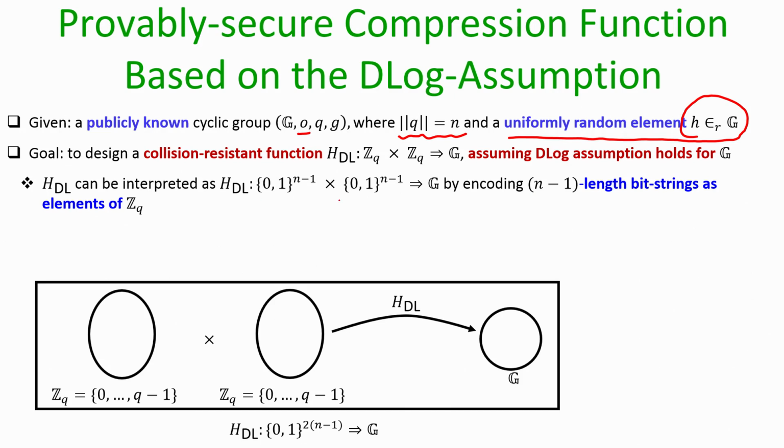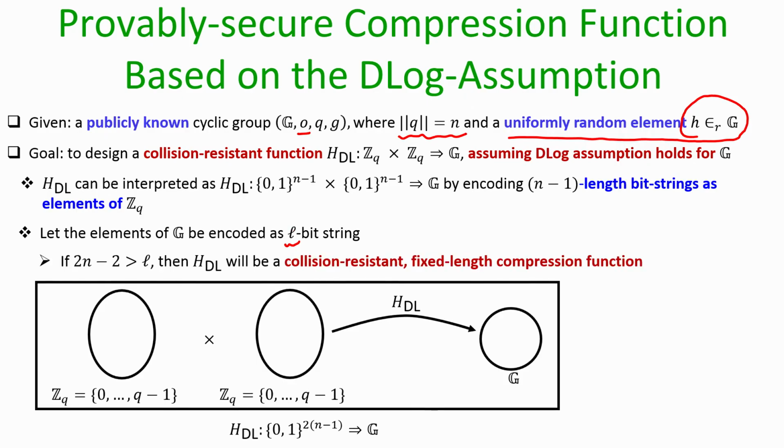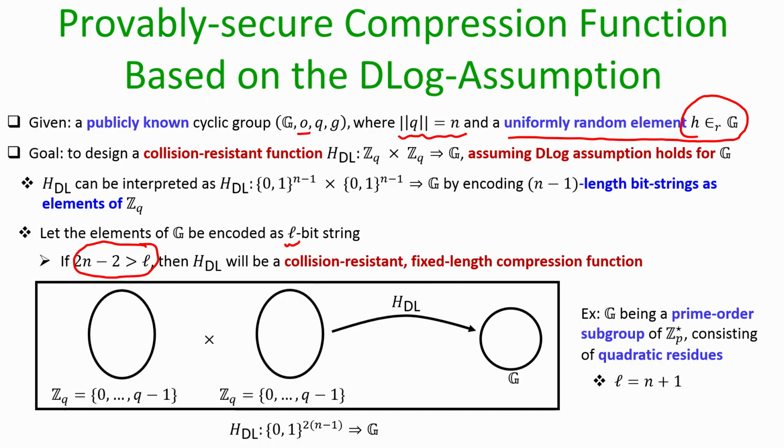So, we can imagine that this function H_DL takes an input of overall size 2 times n minus 1 bits, which can be parsed as 2 chunks of n minus 1 bits each, mapped to 2 respective elements of Z_q. Suppose the elements of the group are encoded as l bit strings. Then if 2n minus 2 is greater than l, we can view this function H_DL as a collision resistant function. And indeed there are several cases where 2n minus 2 is greater than l.